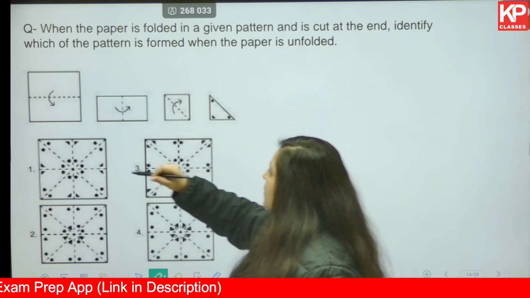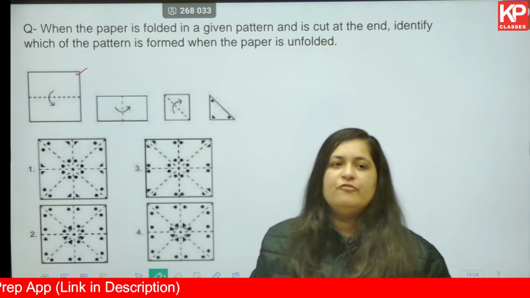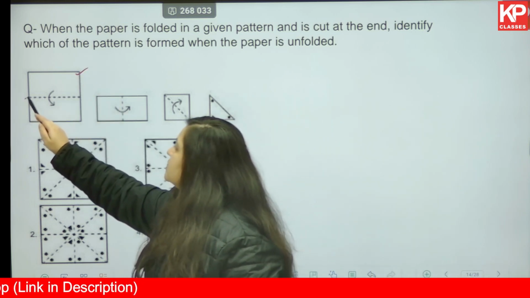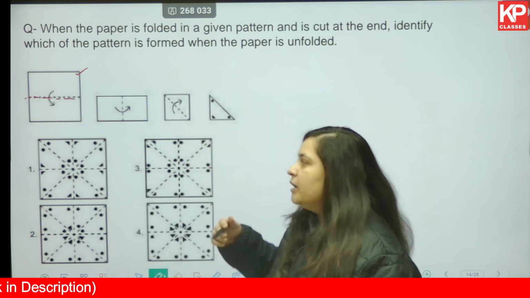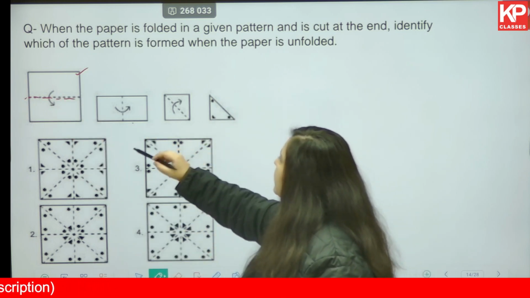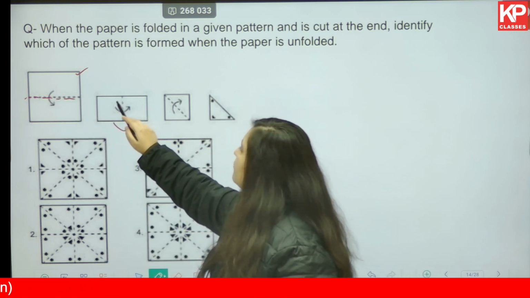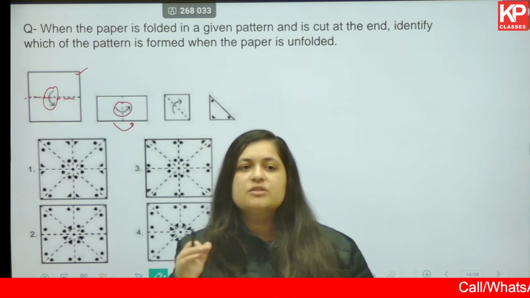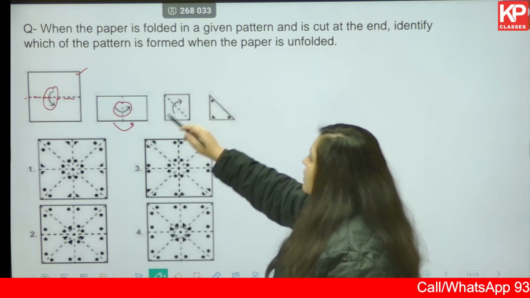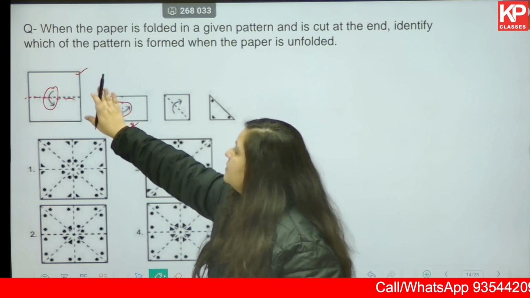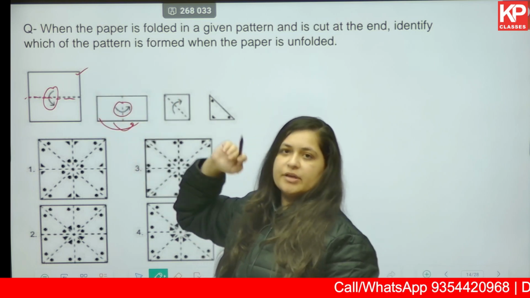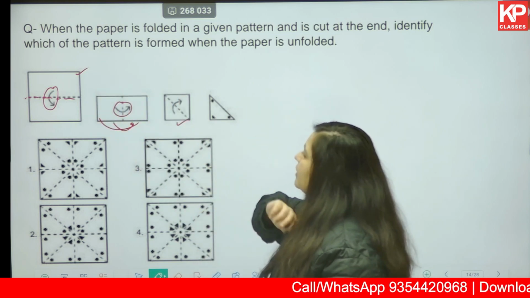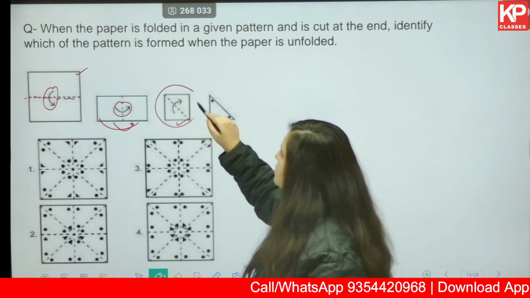What is happening? You have one square being given. First you fold it, and this is the folding line. You fold it in this manner, then you fold it like this. You have to look at the arrow also carefully to understand which portion is going where. Then you fold it in this manner, meaning this portion gets folded over here. You get something like this, that is a small square.